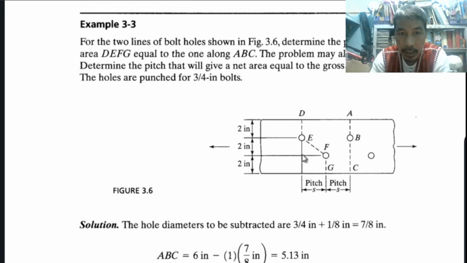Because they must be equal. 4.25. This part is 4.25 plus S squared over 8. This is 4 times 2, 8. So, equate 5.13 is equal to 4.25 plus S squared over 8 and solve for S. So, let us do that.